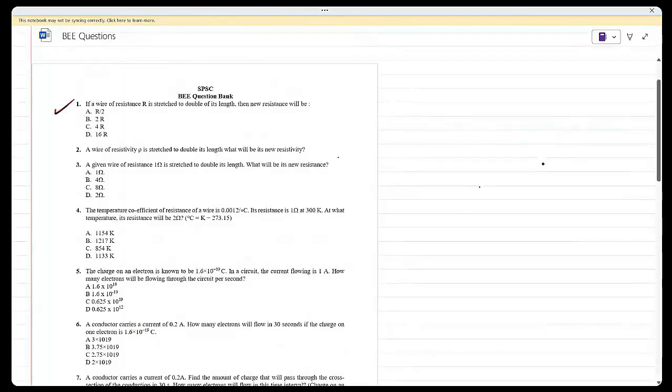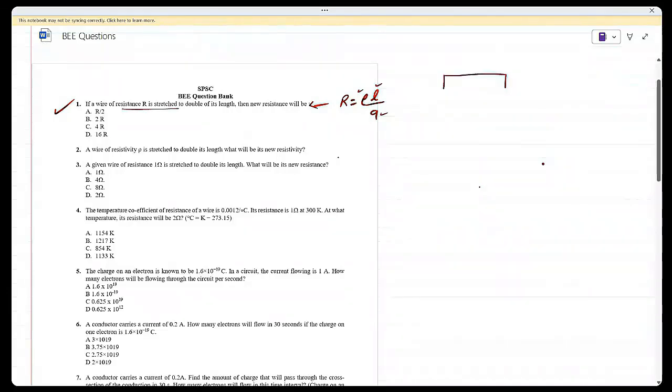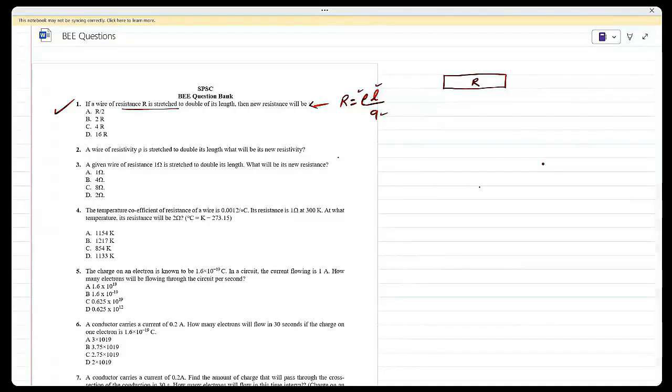If a wire of resistance R is stretched to double of its length, then the new resistance will be? First of all, what is the formula of resistance? Resistance is equal to rho L upon A, where rho is the resistivity, L is the length, and A is the area. Let's say this is a wire of resistance R. Now it is stretched to double, like this.